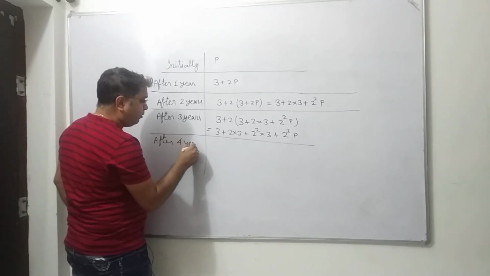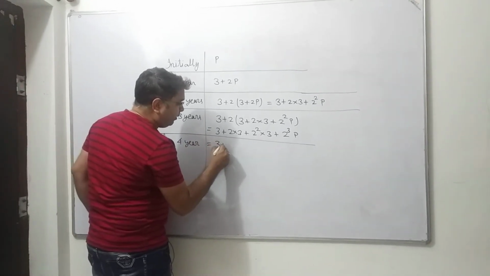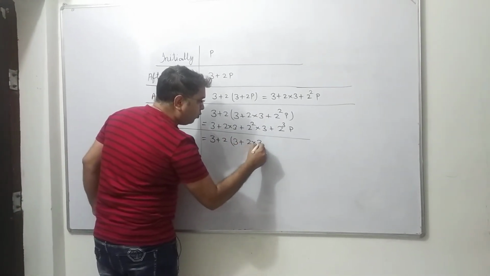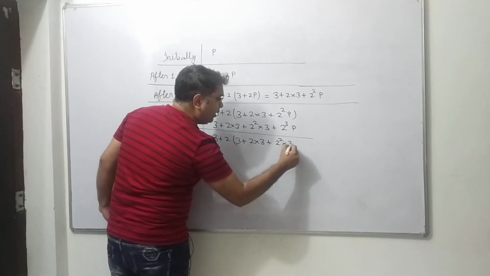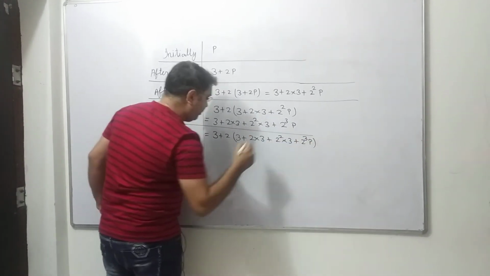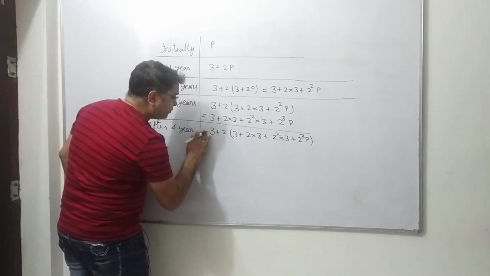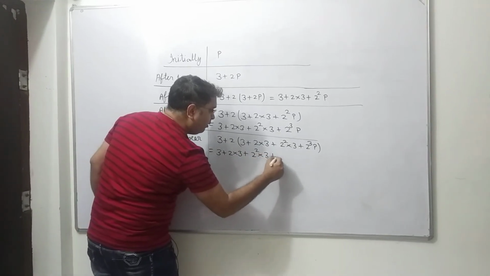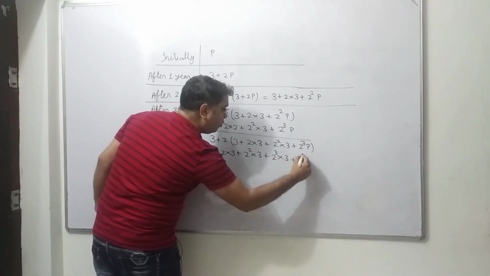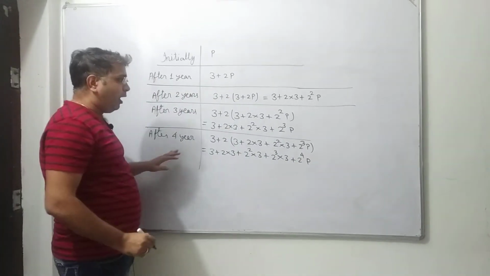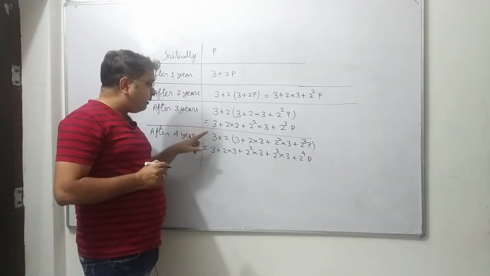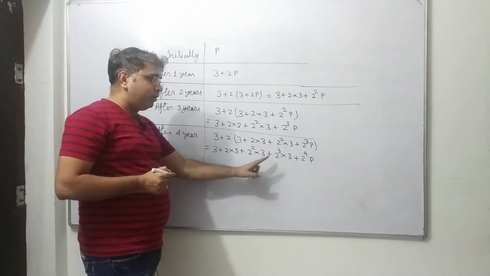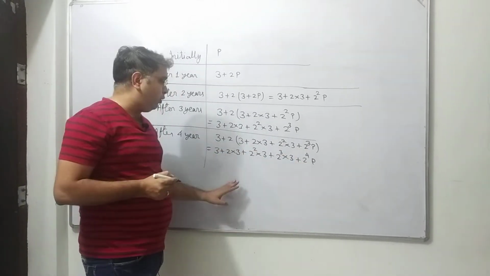After 4 years, what will be the population? 3 plus 2 times the current population. So 3 plus 2 into 3 plus 2 square into 3 plus 2 cube into P. So it will be 3 plus 2 into 3, 2 square into 3, 2 cube into 3, and 2 to the power 4 into P. Now the pattern is clear. After 4 years the population is 3 plus 2 into 3, 2 square into 3, 2 cube into 3, and 2 to the power 4 into P.